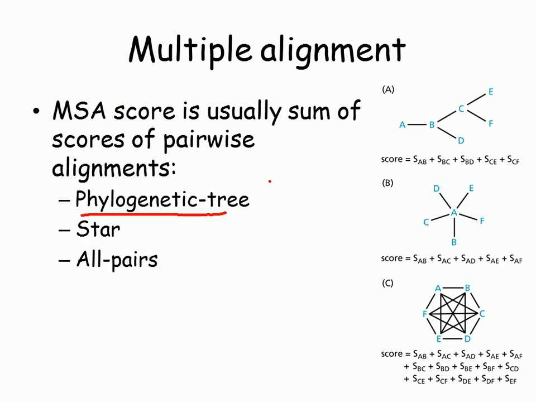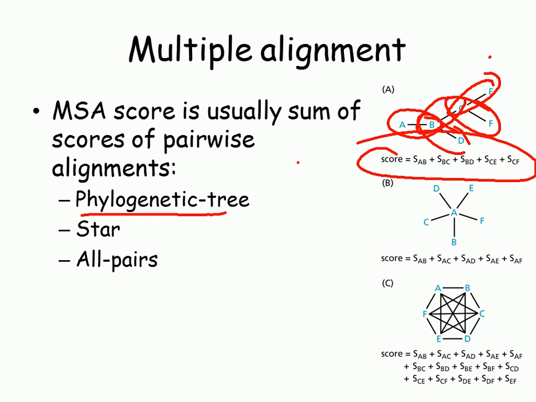So in a phylogenetic tree schema, you would compare E with C, find its alignment score, store it somewhere, and then C with F, find its alignment score, store it somewhere, and then do that for all such pairs, and then your total alignment score for that multiple sequence alignment will be the sum of all those alignment scores. Okay? So this is one way to evaluate a multiple alignment score, and the algorithm that you are employing to find the best multiple alignment should give you the one that maximizes this score.